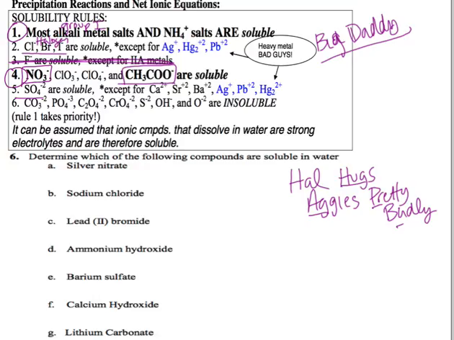It's really important to remember that it is sulfates, not sulfides. Later on, people see something with an S and think it's a sol. No, it has to be a sulfate. So sulfates are all soluble except for calcium, strontium, barium, silver, mercury, and lead.